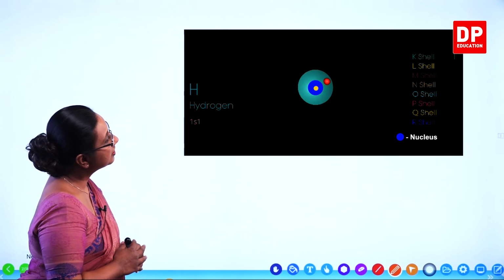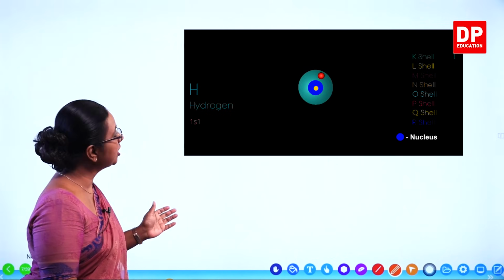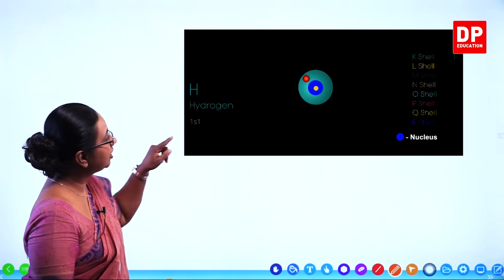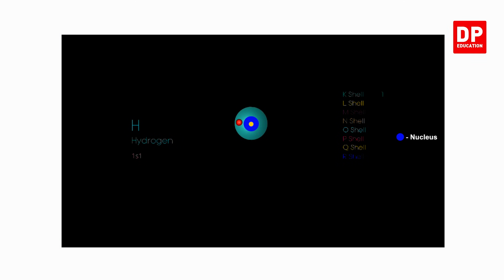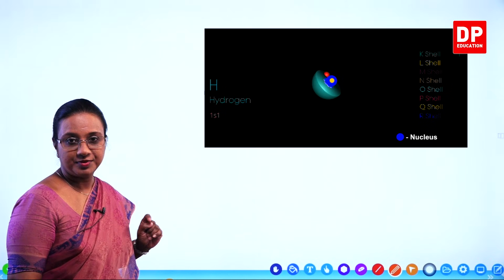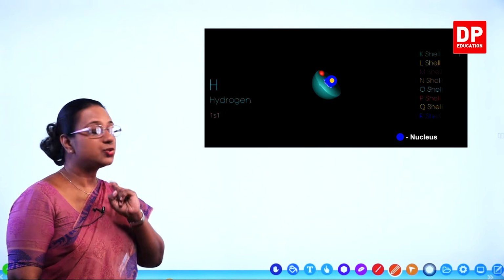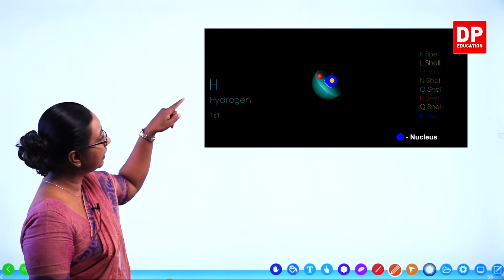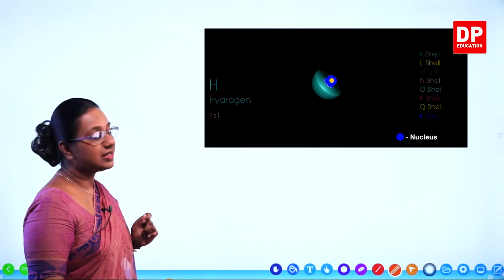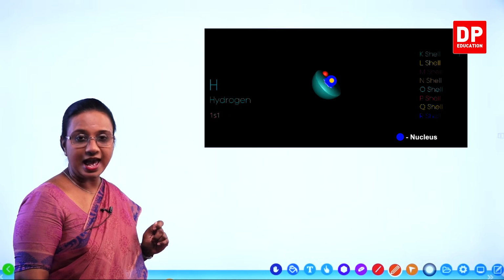Okay, now here students, you all can see the model of a hydrogen atom. And in this model, you can see the nucleus in the center, in which there is only one proton in the hydrogen atom. So you can see one proton there, and there is only one shell. And in that one shell, there is one electron that is revolving around the nucleus. So this is the basic Niels Bohr model of an atom.